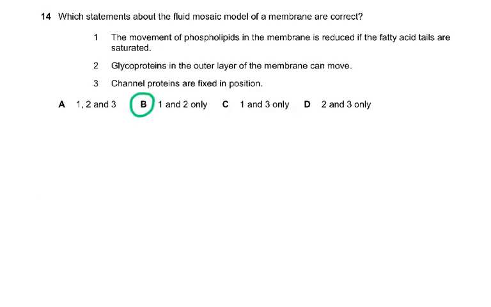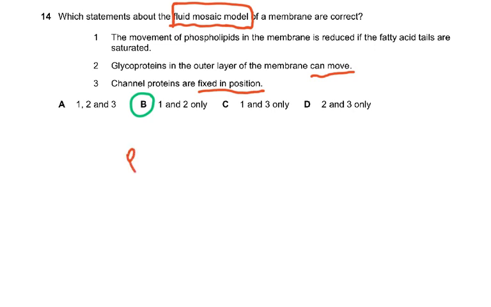Question 14. Which statements about the fluid mosaic model of a membrane are correct? The movement of phospholipids in the membrane is reduced if the fatty acid tails are saturated. Glycoproteins in the outer layer of the membrane can move. Channel proteins are fixed in position.